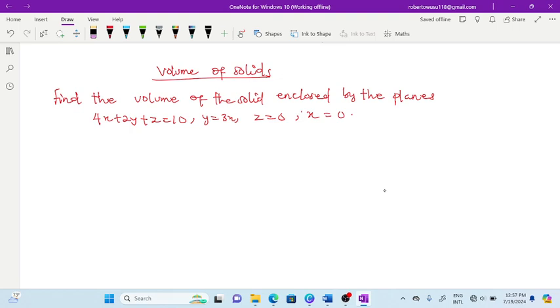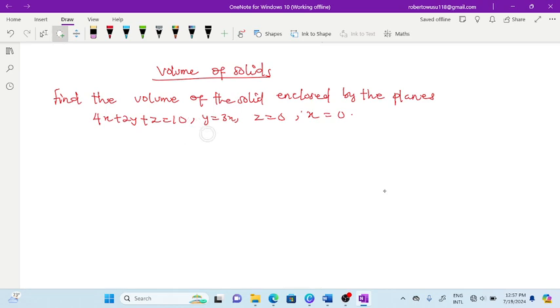In this video, I'll be taking you through volume of solids. We've solved a couple of examples on this and I continue with this problem here, which is an interesting problem. It says find the volume of the solid enclosed by the planes 4x plus 2y plus z is equal to 10, y is equal to 3x, z is equal to 0 and x is equal to 0. These are four planes, and we need to find the volume enclosed by these planes. So how do we do this?